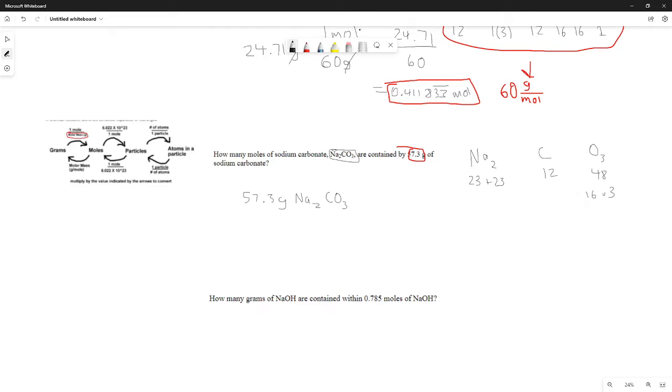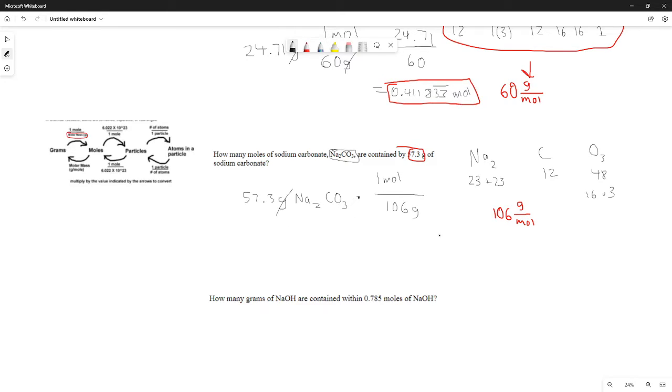So if we add all of this together, we have 46 plus 12 plus 48. So we get about 106 grams per mole in sodium carbonate. So that means there's 106 grams in 1 mole of sodium carbonate. Then again, we look at our conversion chart. We're given grams, and if we want to get to moles, we have to multiply this 1 mole by the molar mass, using only the specified grams, which is just 106 grams.